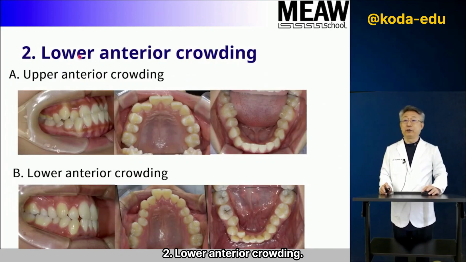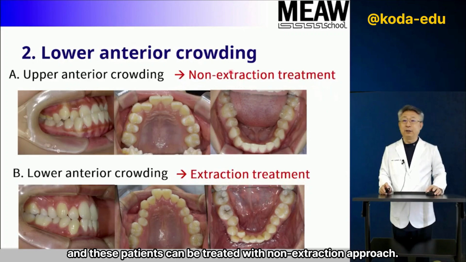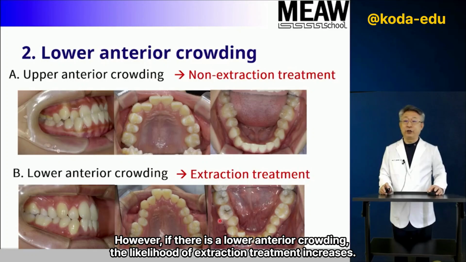2. Lower anterior crowding. Many Class 3 malocclusion patients present upper anterior crowding, but no lower anterior crowding. And these patients can be treated with non-extraction approach. However, if there is a lower anterior crowding, the likelihood of extraction treatment increases.